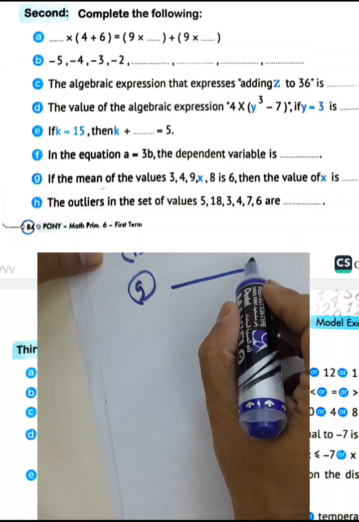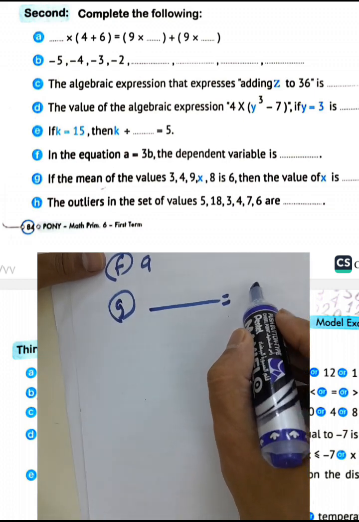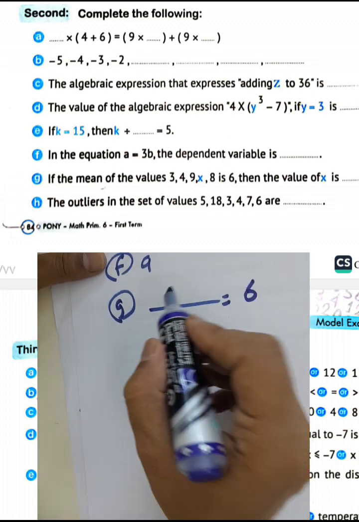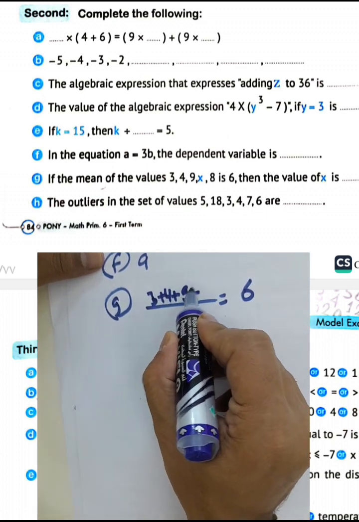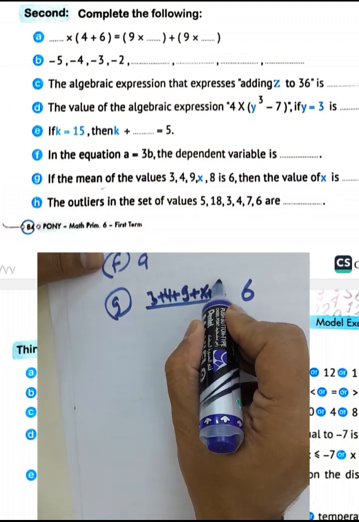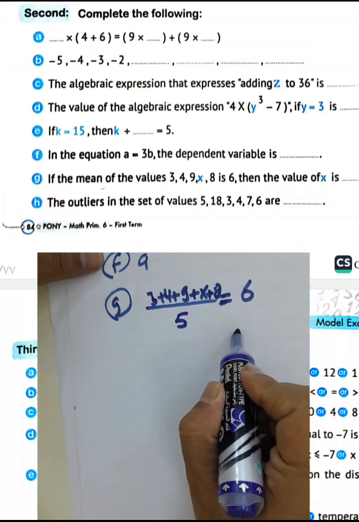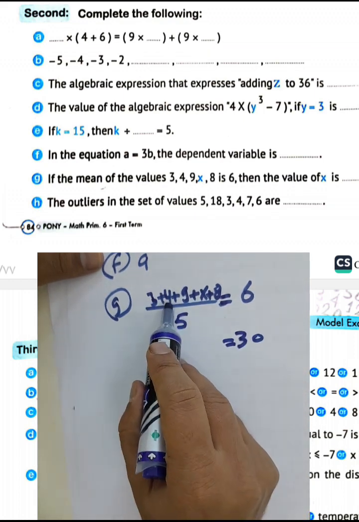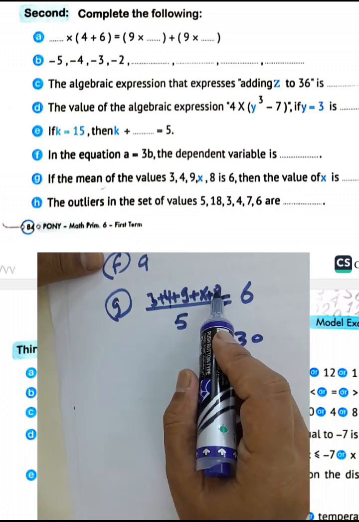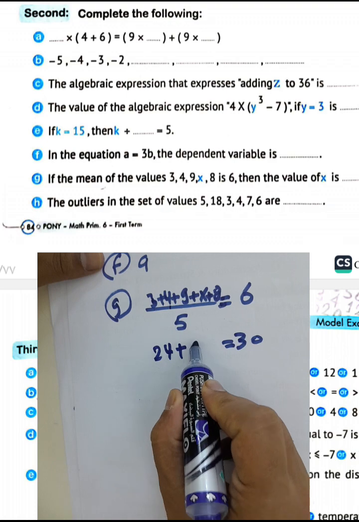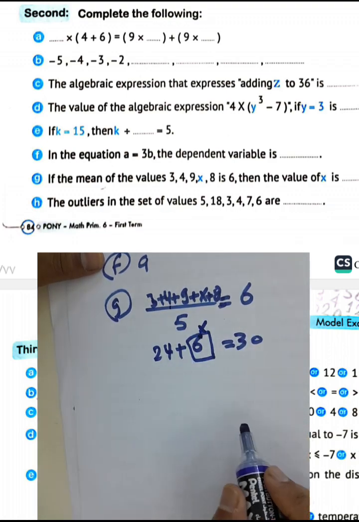We know the mean equals the sum of all values divided by the number of values. He gives us the mean is 6, and we have 3 and 4 and 9 and x and 8. 1, 2, 3, 4, 5. 5 times 6 equals 30. 3 plus 4, 7. 7 plus 9, 16. 16 plus 8, 24. 24 plus 6 equals 30. Then x will be equal to 6.